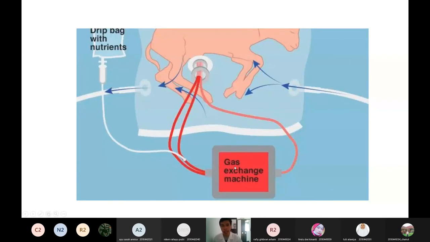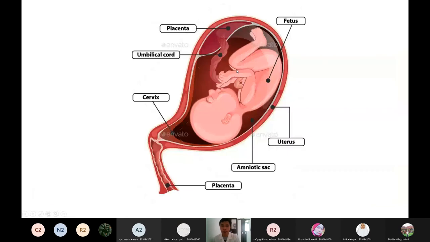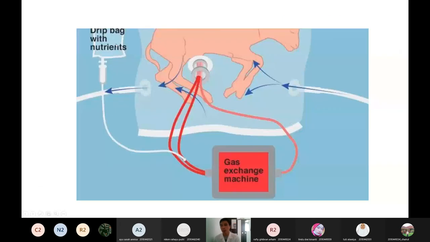There's a machine that's supporting the gas exchange and also nutrients via a drip. So the oxygen goes to these animals living inside; these are the very, very young fetuses of the lamb. And these sacs mimic the amniotic sacs. So based on this kind of machine design, the scientists could also design these machines to support the lives of these very premature lambs.